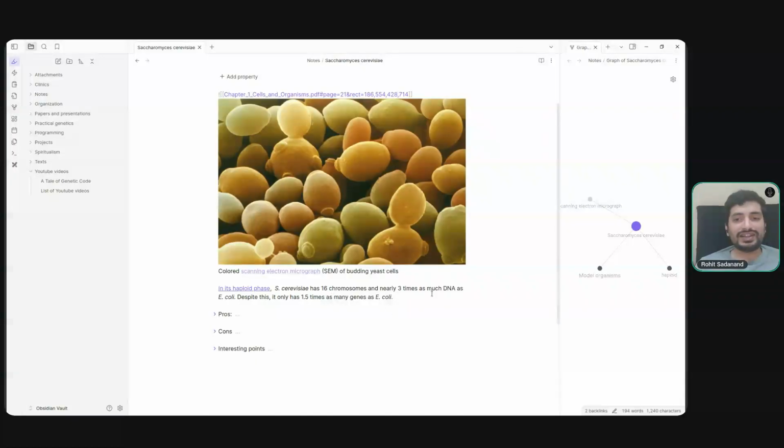just three times as large as E. coli. So I think E. coli has like 16 kilobases of DNA. I might be wrong at that. I'll just put the exact number as a text somewhere here. But it has just three times the size of the E. coli's DNA, but only 1.5 times the number of genes.